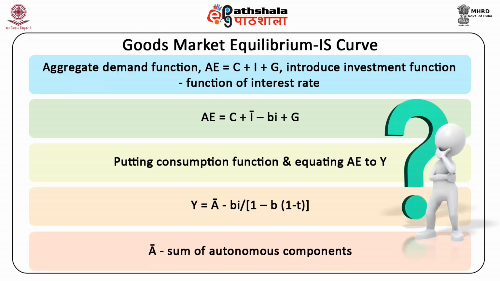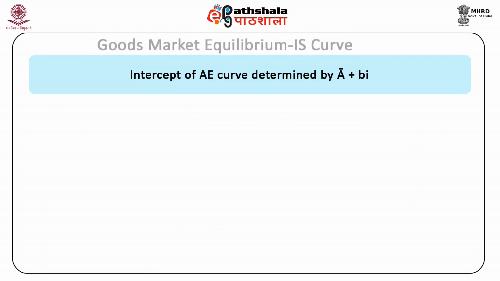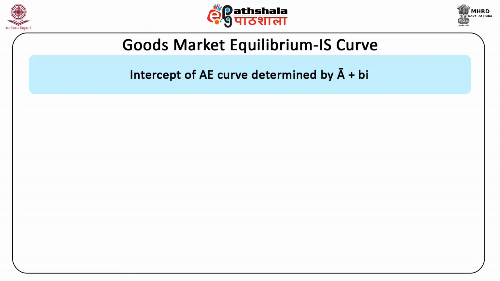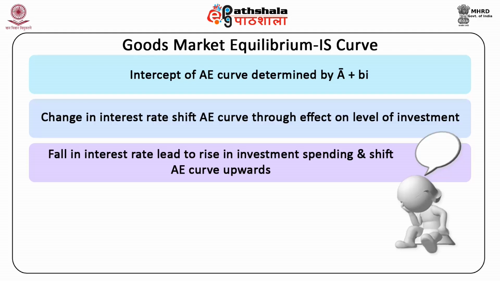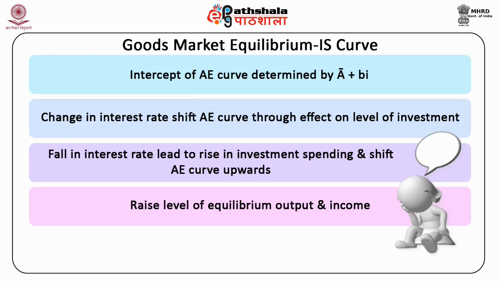Ā is the sum of autonomous components. The intercept of the AE curve is determined by Ā - bi. Thus, any change in interest rate will shift the AE curve through its effect on the level of investment. If there is a fall in interest rate, that will lead to a rise in investment spending and shift the AE curve upwards, which will in turn raise the level of equilibrium output and income.